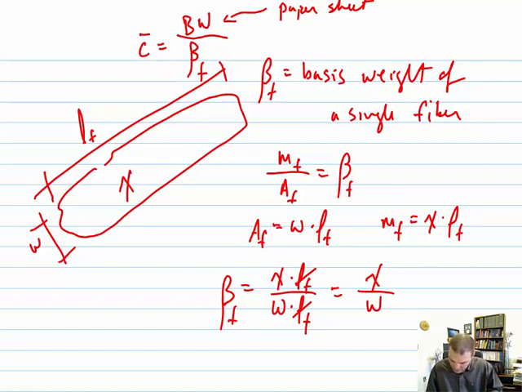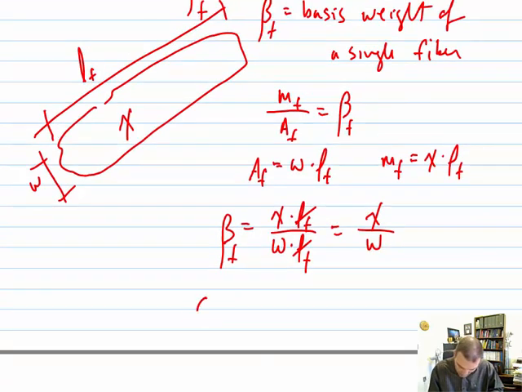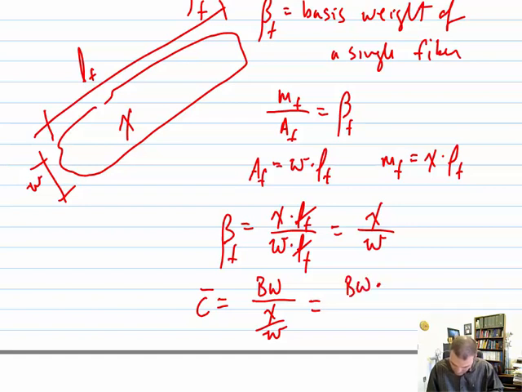So now we can rearrange the above and determine the average coverage, or the average number of fibers covering a single point, and determine that it's the basis weight of the fiber divided by the coarseness divided by the width of the fiber. Let me just distinguish this so it doesn't get confused with the other W. And that's equal to the basis weight of the paper sheet times the width divided by the coarseness.